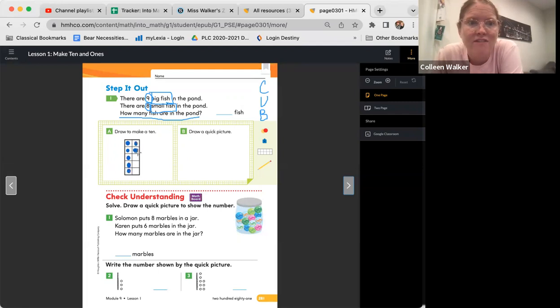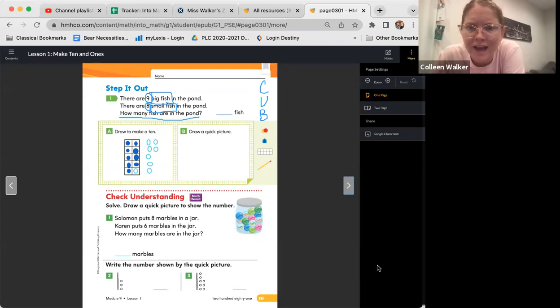1, 2, 3, 4, 5, 6, 7, 8, 9. Awesome. And friends, how many little fish are there? 8. That's right. Can you count with me to 8? 1, 2, 3, 4, 5, 6, 7, 8. Awesome. Okay, friends. Now, we need to figure out how many there are all together.